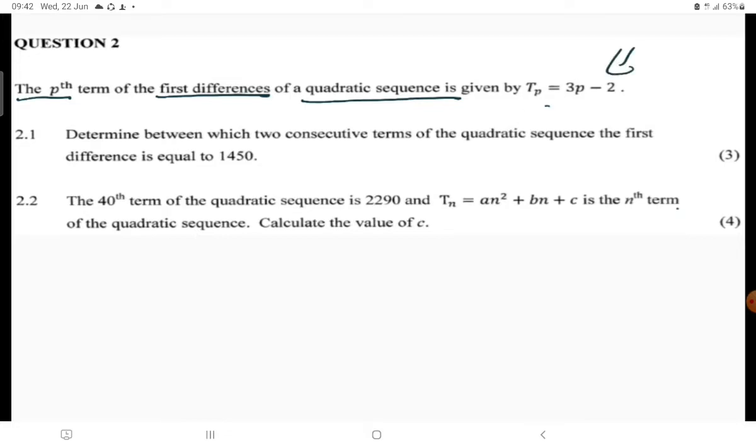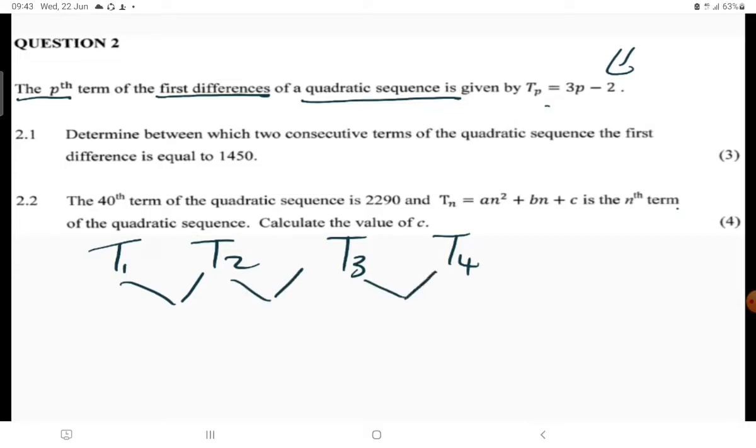Now let's say we have t1, then t2, then t3, then t4. These are the terms for the quadratic sequence. When you subtract to find the difference between these consecutive terms, you will find the terms that give you this formula, which means you are having the first difference, which depends on the value of p, the number of positions.